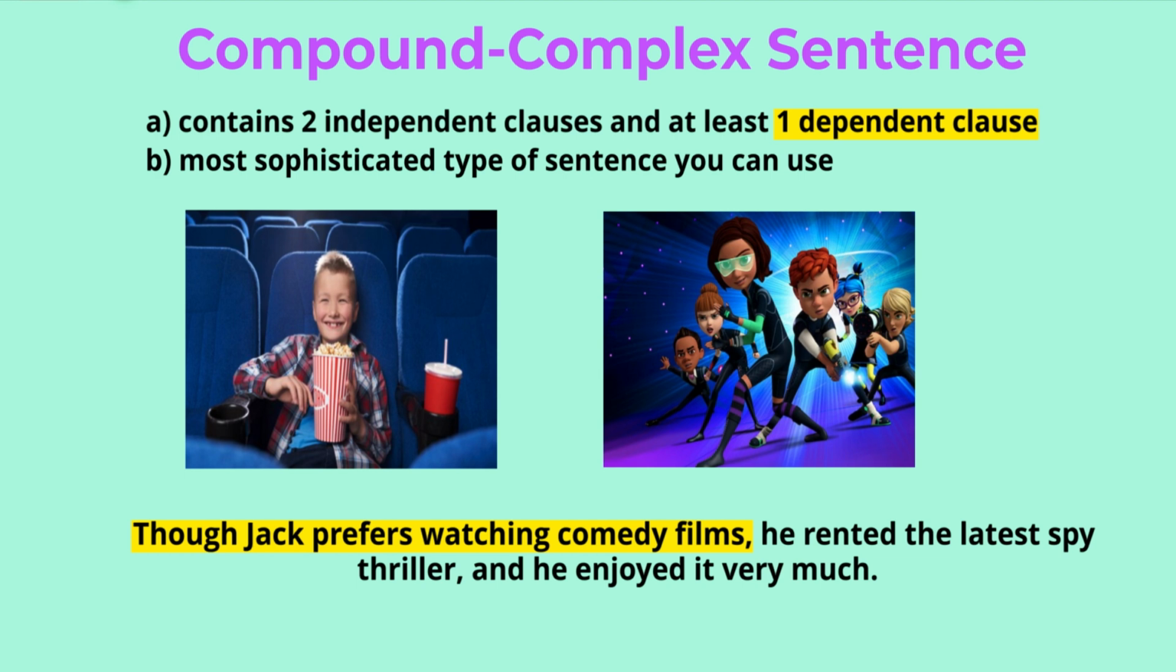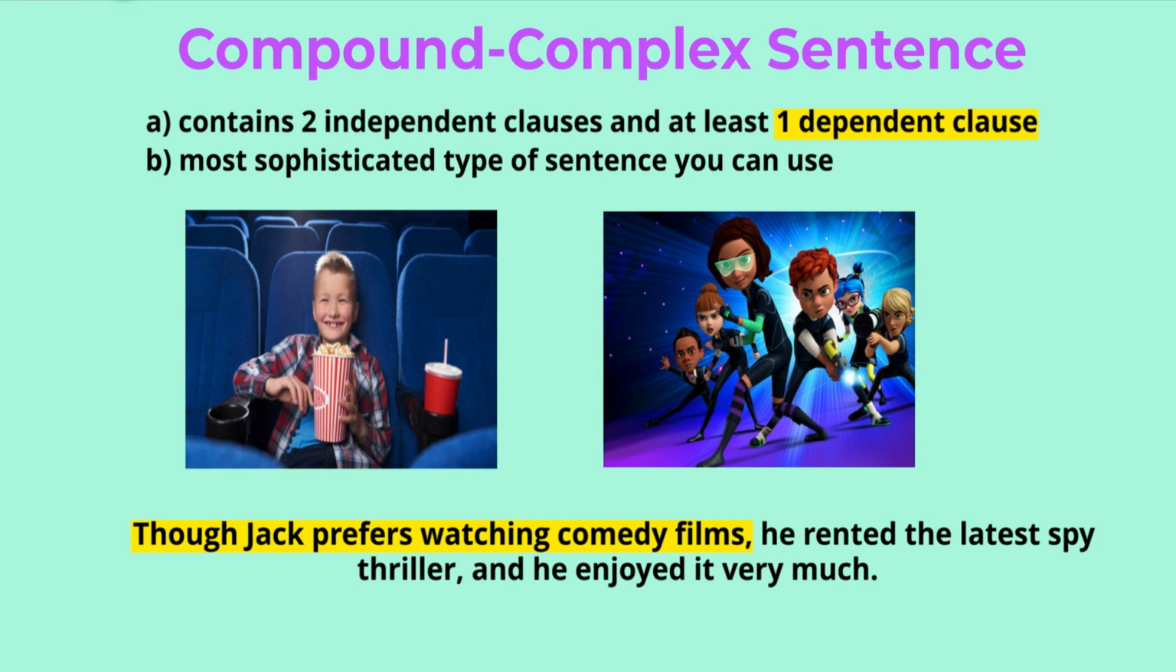So this is a combination of both compound and complex sentences. Let's see what it is. Though Jack prefers watching comedy films. So this is the dependent clause because it is not giving complete information. It's saying that though Jack prefers watching comedy films, what next? You don't know, right? Comma, he rented the latest spy thriller. So "he rented the latest spy thriller" would be the independent clause. "He enjoyed it very much" is also an independent clause.